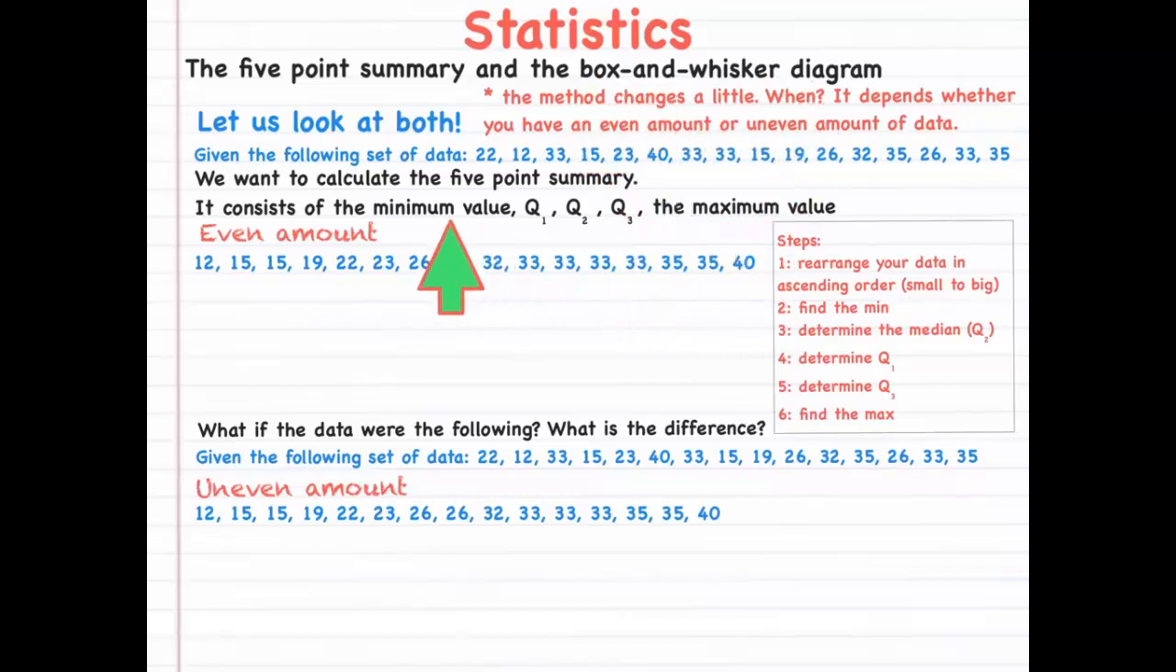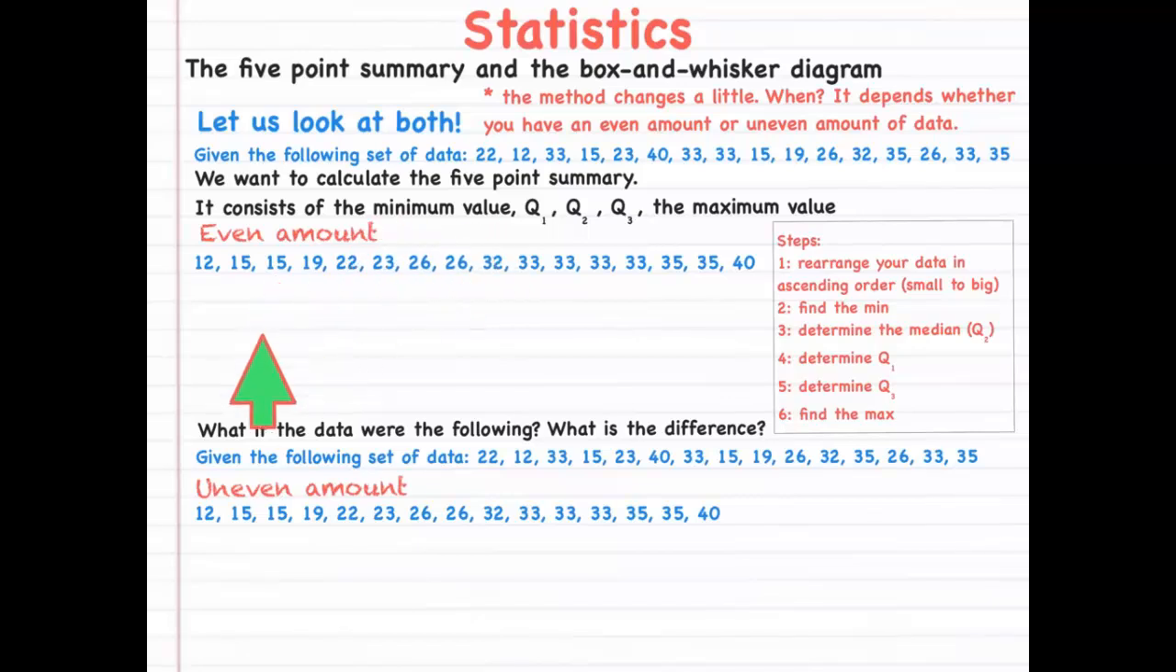Okay, so now I'm going to show you how to calculate these 5 points. Now, the first thing that we need to do is to rearrange our data in ascending order. That means from small to big. So I take all of these numbers and I rearrange them from the smallest number to the biggest one. And remember, when there's two of the same number, we put them right next to one another. Okay, great. Now we can start.